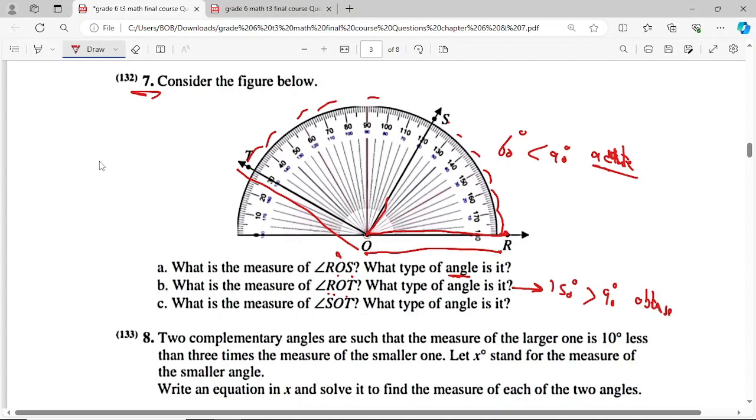Now SOT. We'll start with this. For SOT, this angle goes 10, 20, 30, 40, 50, 60, 70, 80, 90. So this angle is 90 degrees, which means this is a right angle. So this one is 90 and it's a right angle.